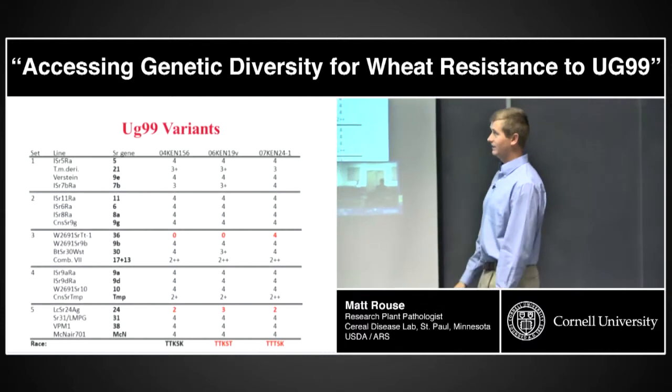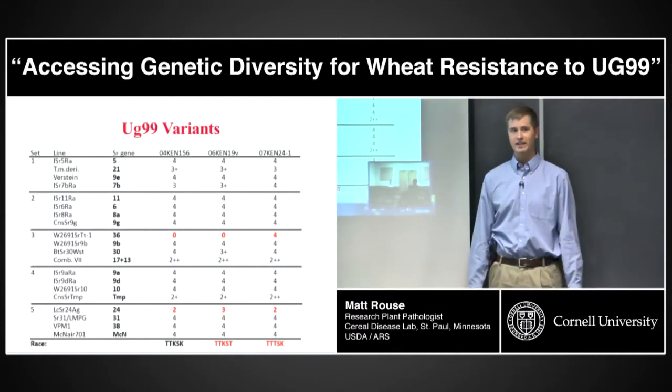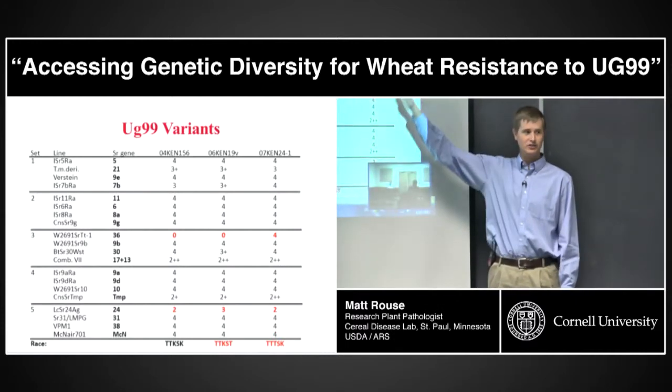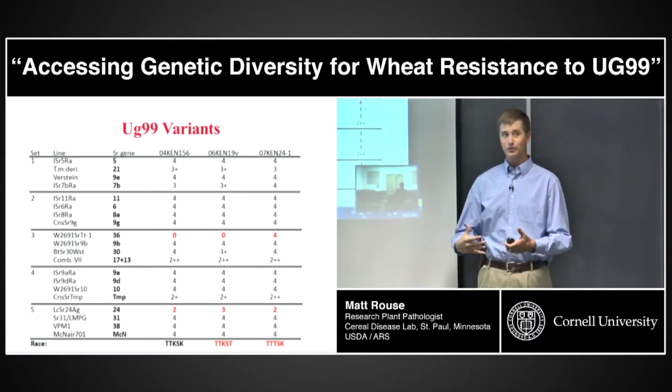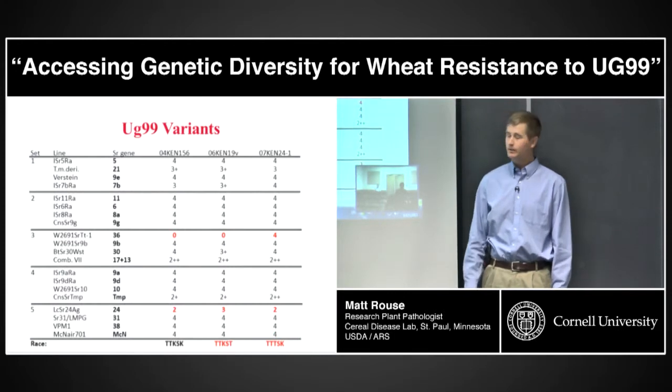The other thing I think that you can kind of pick out right away is that UG99 is defeating almost all of the genes that are in this differential set. And so that's one of the clues that this is actually a very dangerous race.